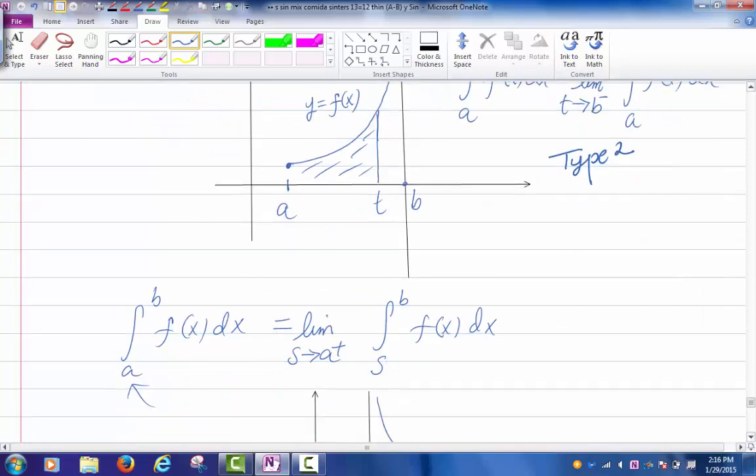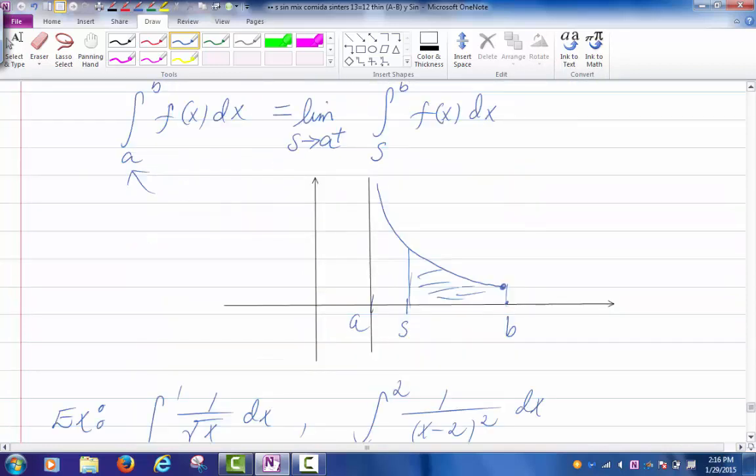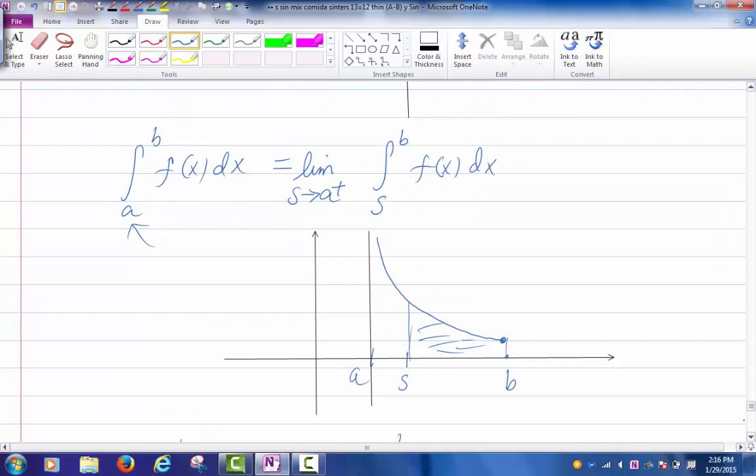Now, what if I have a situation where the integrand is discontinuous at the left end point, but otherwise it's continuous over the interval from a to b? In that case, what's the integral from a to b? Well, I take the integral of f from s to b, and then I take the limit as s goes to a from the right side of a. This is what I do when I have a discontinuity at the left-hand point of the finite interval.